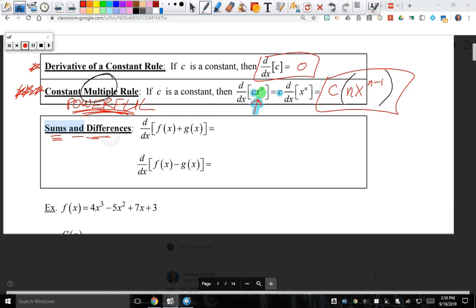Sums and differences are different. If you have these, they're similar to limit laws.